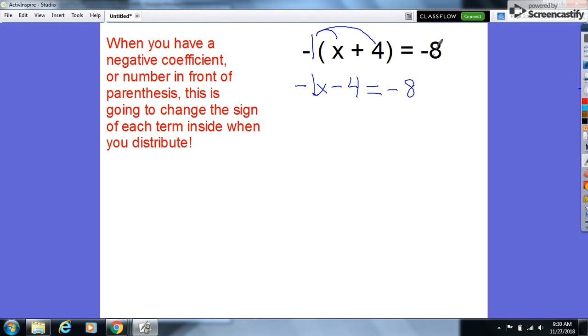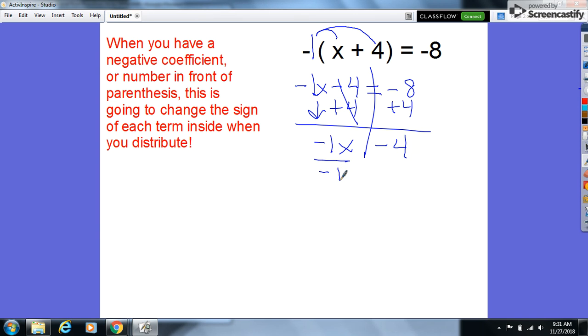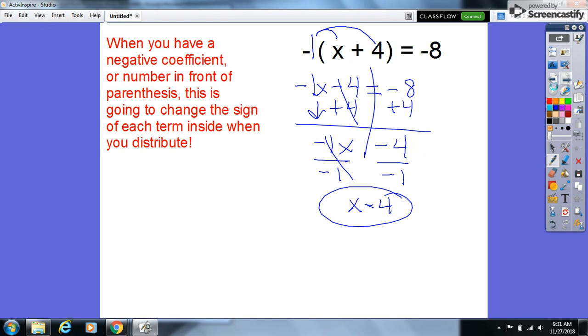Then I've got my negative 8. Now, as you can see, I have a two-step equation. Add 4 to both sides. Bring down my negative 1x. Negative 8 plus 4 is not going to be 12, not going to be negative 12. Starting at negative 8, I'm going to add 4. That's going to actually give me a negative 4. And then finally, divide by negative 1. X equals 4.